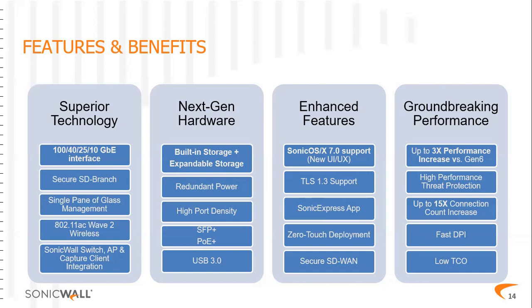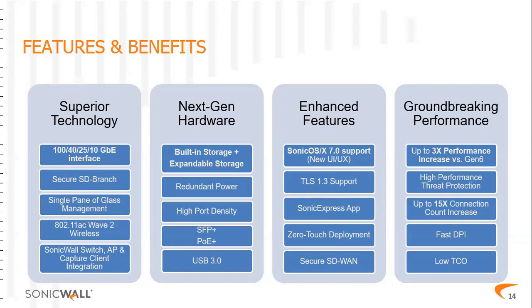256 GB. They have redundant power, high port density, as well as SFP+ and PoE+ functions. And then they also provide USB 3.0, which you can use with your dongle for cellular connectivity.